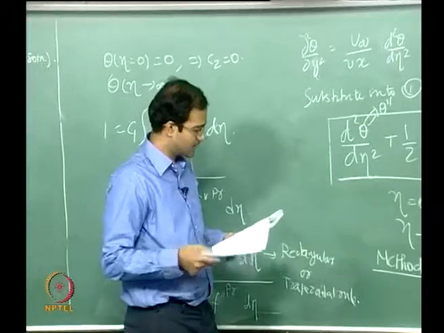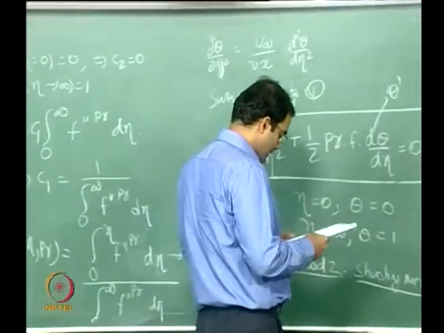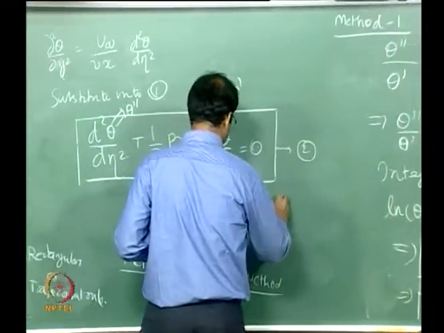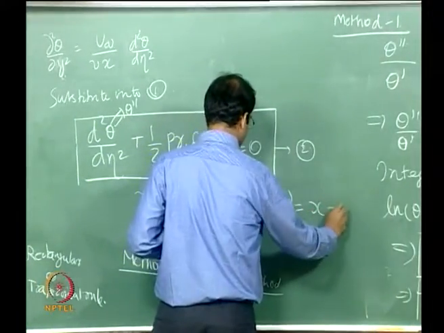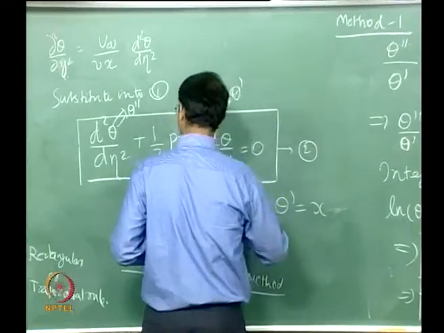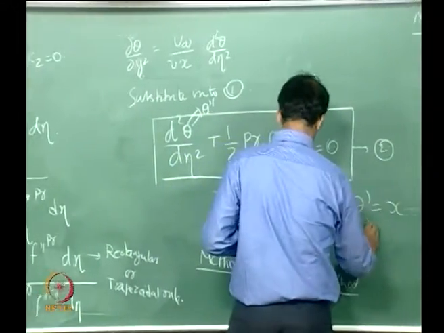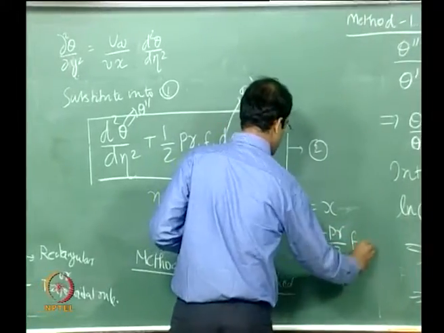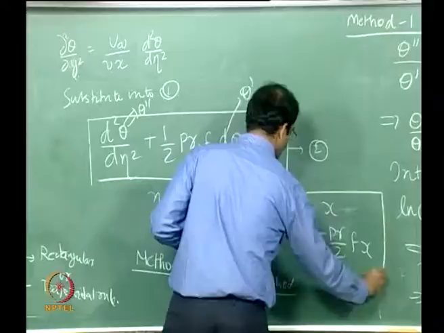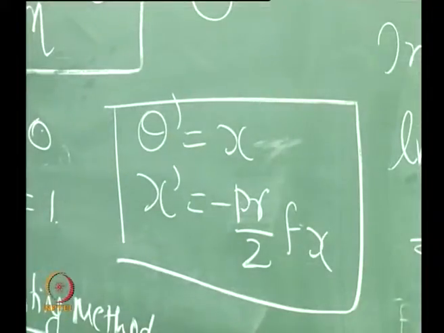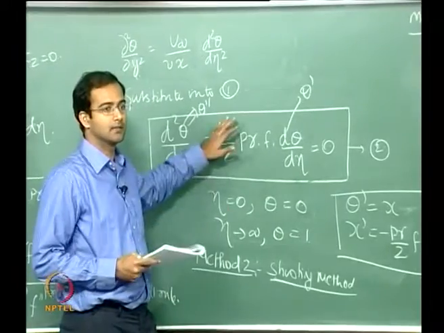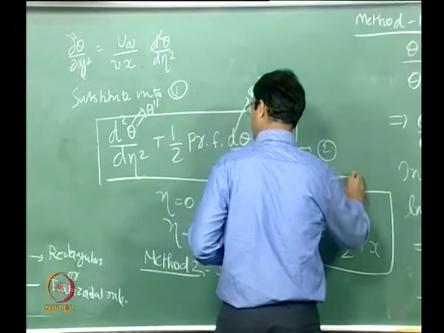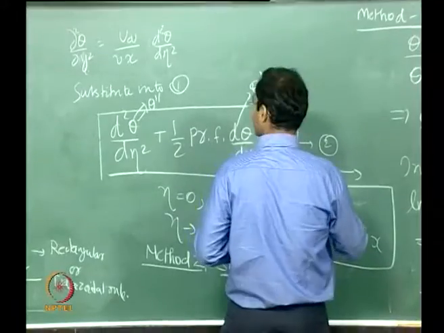Now you reduce the ODE into two first order ODEs. So for example, you can say theta prime equal to x, this is one ODE, and based on that you can say x prime equal to minus Pr by 2 f into x. So these are the two first order ODEs. You have reduced this into, let me call this equation number 5.